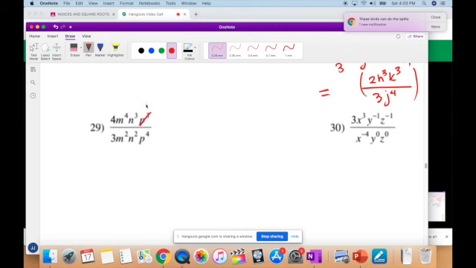So this here will go into this, so I'll have p to the 1. This here is 1 and will go into this, so I'll have n to the 1. This here will go into this, so I'll have m squared. So now I have 4m squared n all over 3, and that's it. Nice.